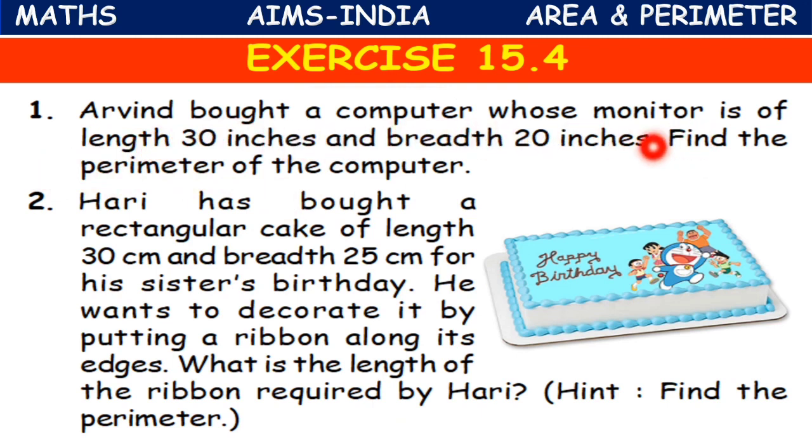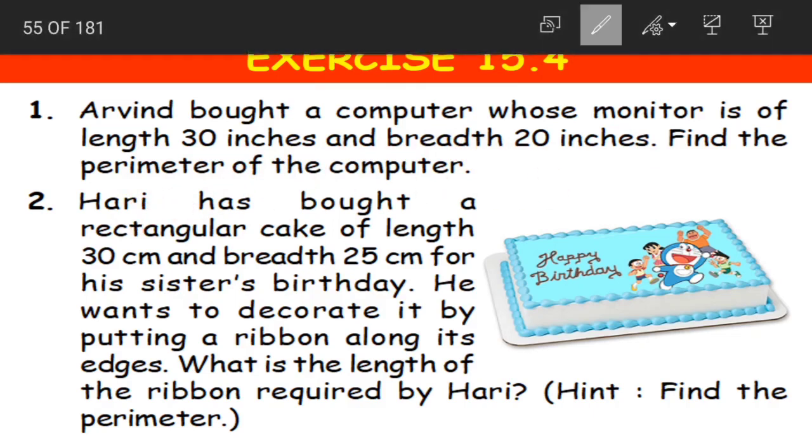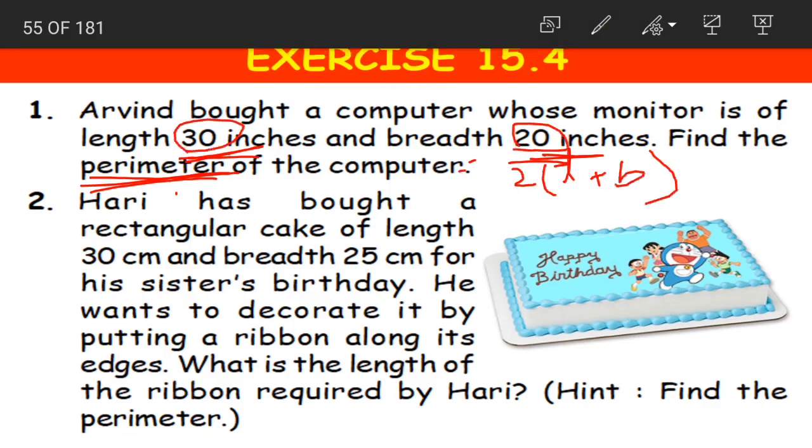Arvind bought a computer whose monitor is of length 30 inches and breadth 20 inches. Find the perimeter of the computer. It is a very simple question. They are asking us to find the perimeter. By looking at the measurements, we can say that it is a rectangle. So the perimeter of a rectangle is 2 into (L plus B). Length is 30, breadth is 20. When we write those values in the formula, we'll get our answer.